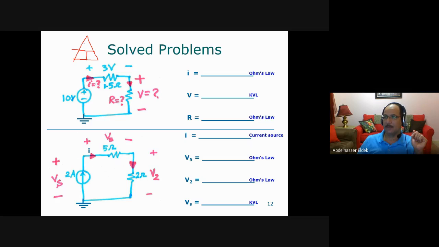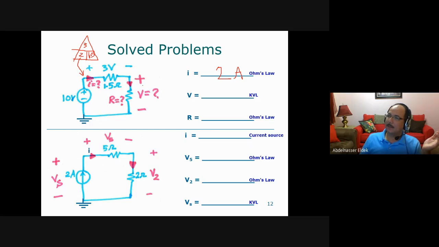Very easy. Why? Because the voltage is 3 and the resistance is 1.5 ohm. So now can you calculate the current? Yes, of course. 3 divided by 1.5 is 2. So this is 2 ampere. So the current is 2 ampere. So you calculate the current: 2 ampere.